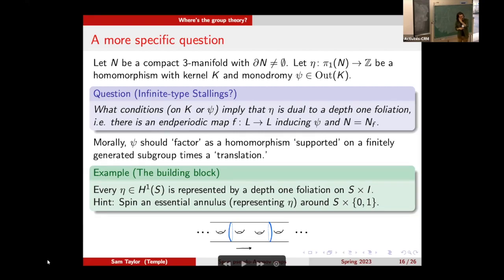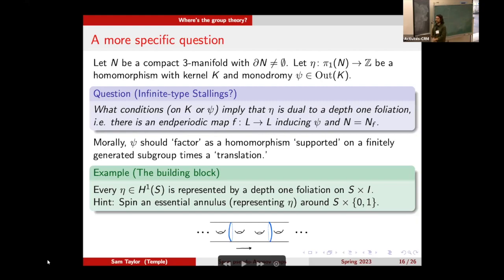Okay? And that produces a leaf of a depth 1 foliation where the monodromy is whatever homomorphism to Z I start with. Okay. So I said that quickly, but you could draw pictures and convince yourself that's the case. So in that case, you do get a depth one foliation for every cohomology class.